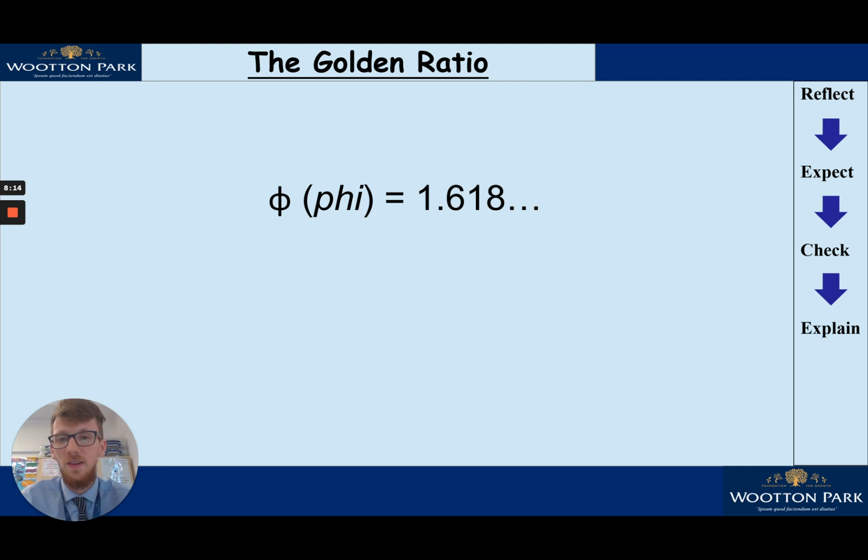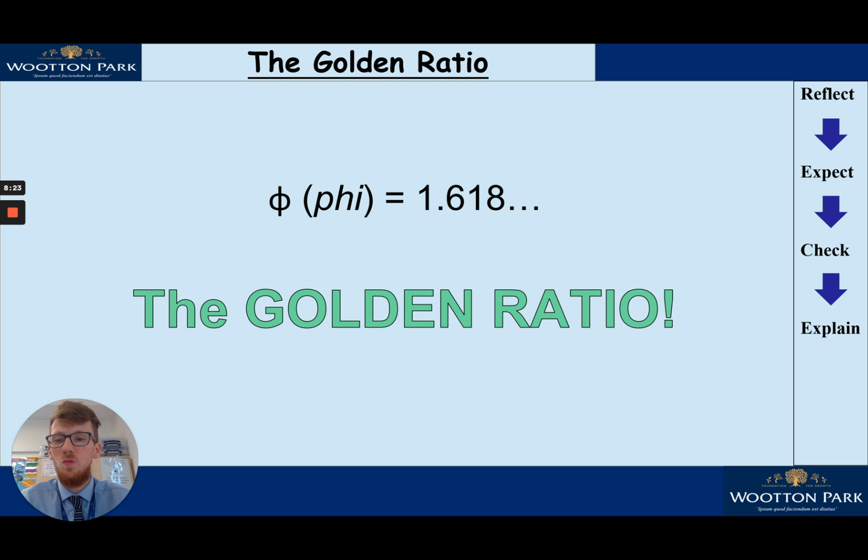So it's a Greek letter here. From the Greek alphabet, it's the Greek letter phi, and this special number is 1.618. Okay, and this 1.618 is known as the golden ratio.